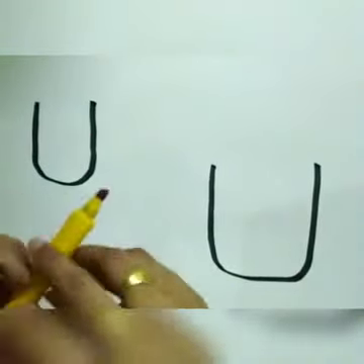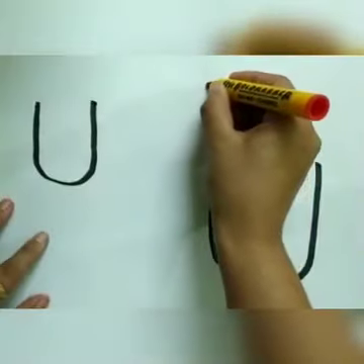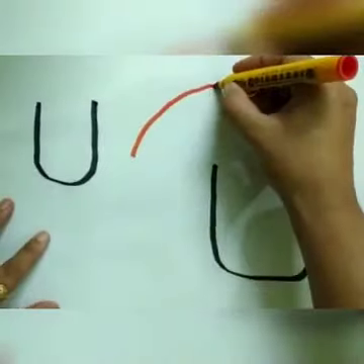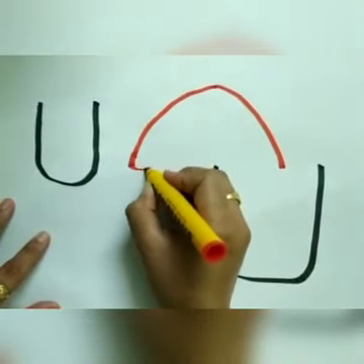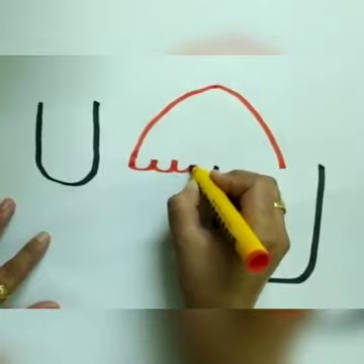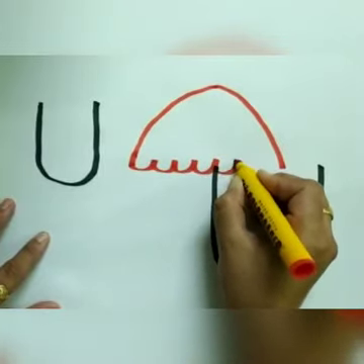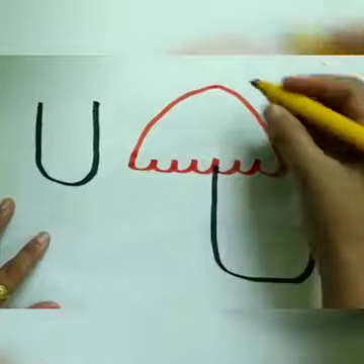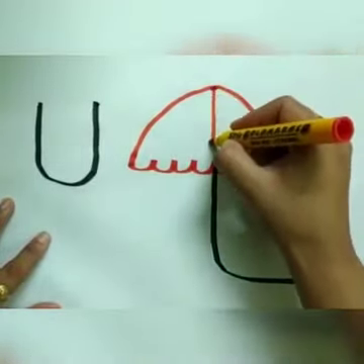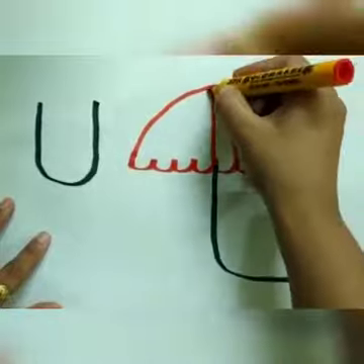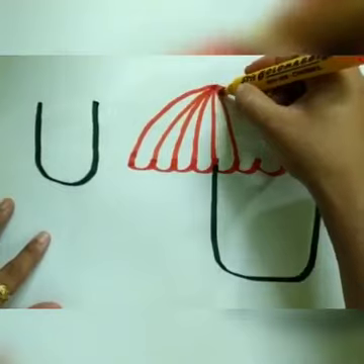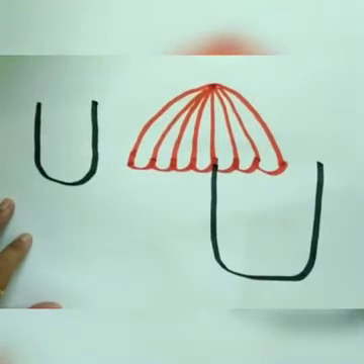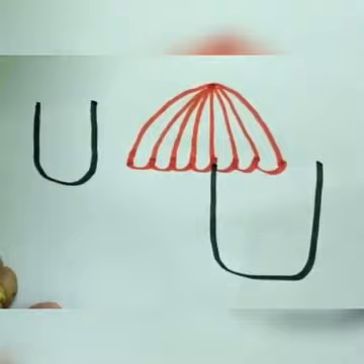Now for its drawing, I'm using another color. I'm making a circle like this. This is a semicircle. I'm making it. Now I'm making a design like this. You should draw it like this. Yes, this is looking beautiful. This is your umbrella. We can make it more beautiful by drawing these lines one by one. Yes, this is your umbrella ready. We use an umbrella on rainy days. U for umbrella.